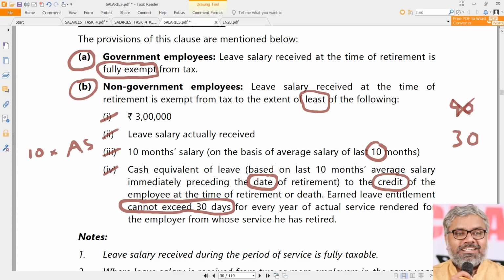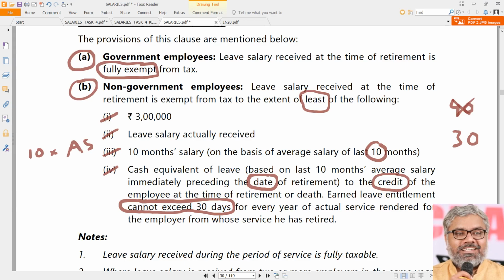And what do we require here? What we require is simple: how much leave is to the credit of the employee at the time of retirement? That is what is required. That will definitely be in the number of days. But average salary is monthly. So we can definitely convert whatever the days into months also, the number of months being days divided by 30, something like that.